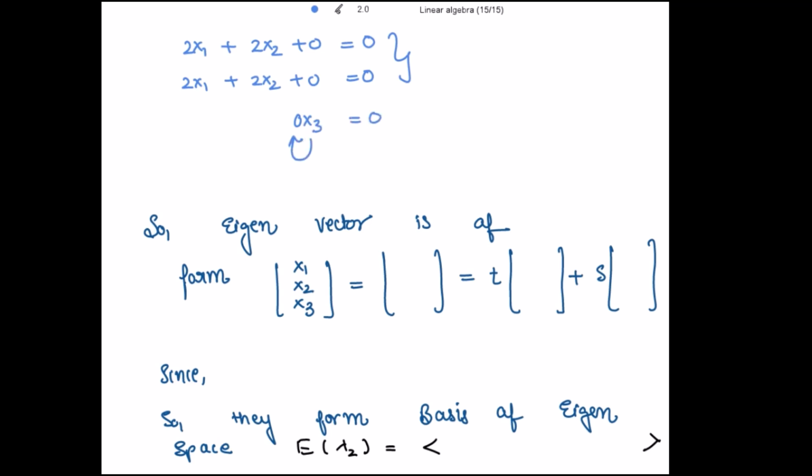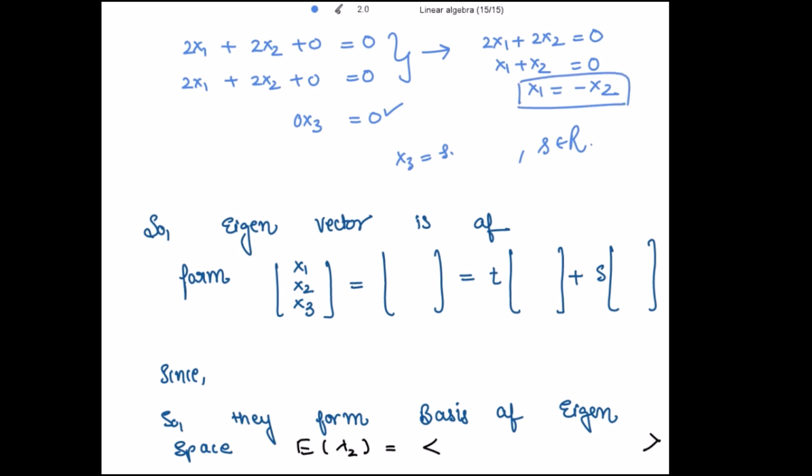So x3 into 0 means whatever value I put for x3, let that be equal to s, where s is belonging to the set of real numbers. Any value belonging to the real numbers, if I multiply that value with 0, I will be getting 0. That means x3 equal to s is satisfied for all values belonging to the real numbers, right? So I am taking the value of x3 to be equal to s, and from these two equations I will be getting 2x1 plus 2x2 equals 0, that is x1 plus x2 equal to 0, which means x1 equal to minus x2. So I am getting this relation. If x1 is equal to minus x2, if I give x1 the value to be equal to t, the value for x2 becomes negative t.